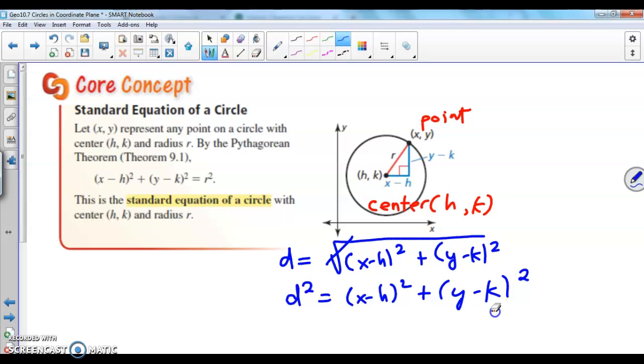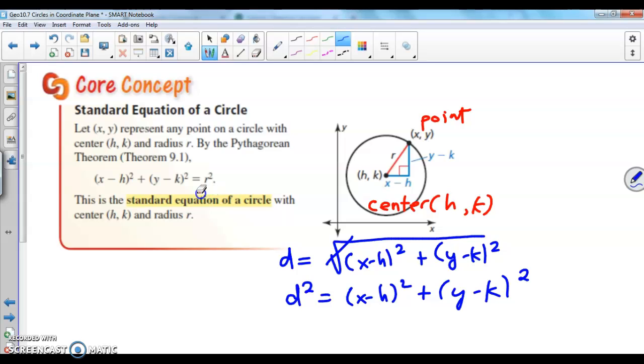So this is an alternative way of deriving the equation of a circle, and since the distance between the center and any point on the circle is a radius, then we can replace the variable d by r to represent the radius of the circle.